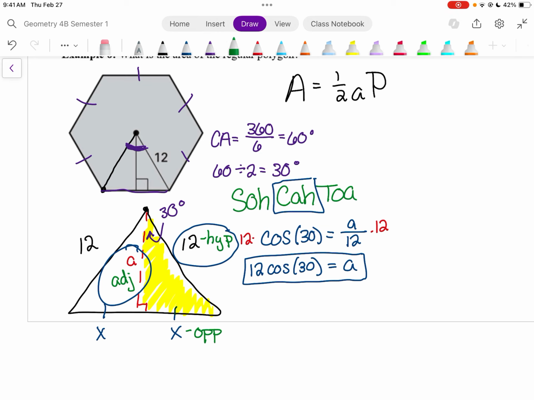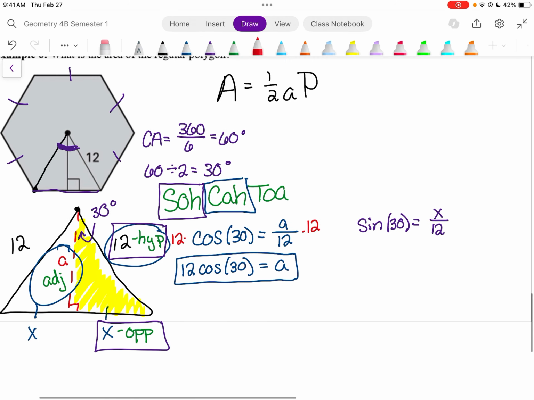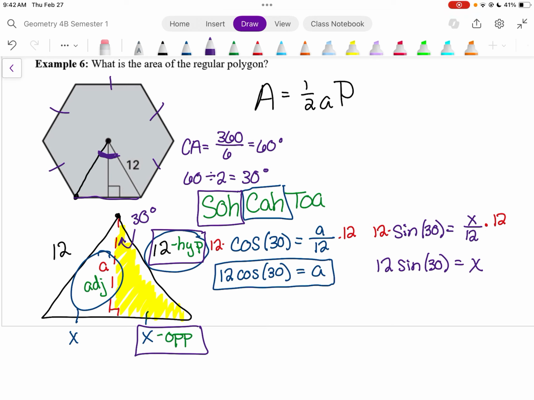Now, using the same triangle, we are going to find the X value. X is the opposite side, and we're going to use that with our hypotenuse because we know the length of the hypotenuse. The ratio using opposite and hypotenuse is sine. We set it up as sine of 30 equals x over 12. Again, to get x by itself, we multiply both sides by 12. That gives us 12 sine of 30 equals x.